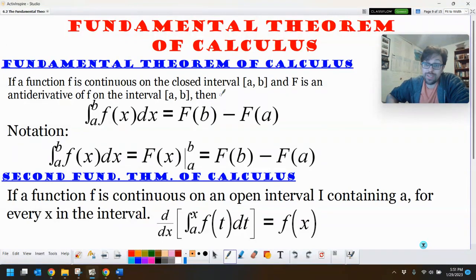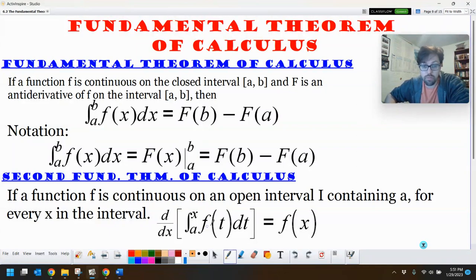If a function is continuous on a closed interval and F is the antiderivative of f on that interval, then for this definite integral we can figure out its value by just taking the antiderivative of f at b and then subtracting the antiderivative of f at a. We can write that out with our antiderivative evaluated from a to b, where we subtract our top value minus our bottom value: whatever is on the top of that definite integral minus whatever is on the bottom. How we actually find that antiderivative is not going to be covered in this video.